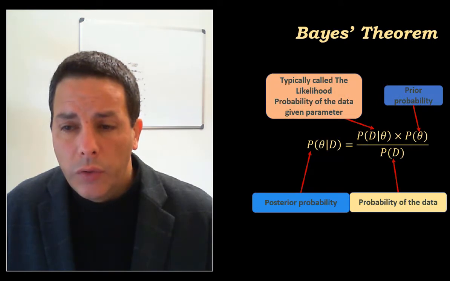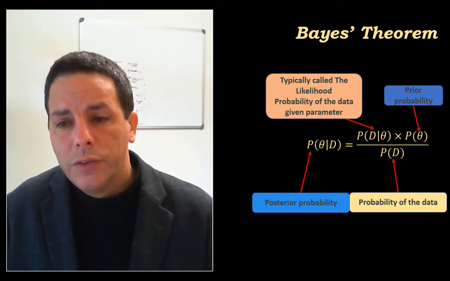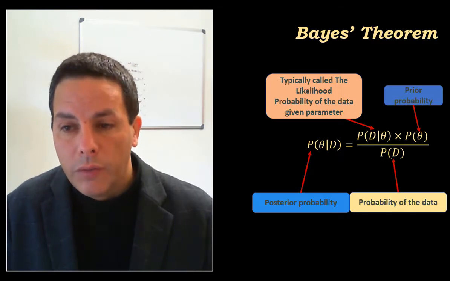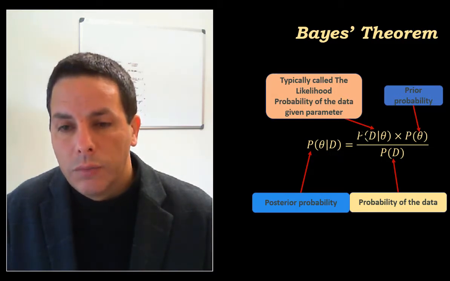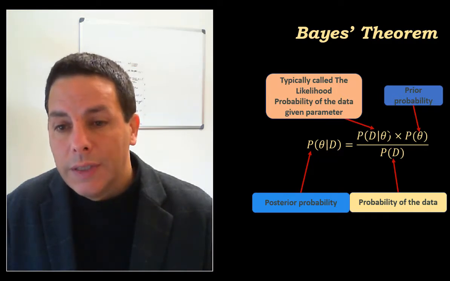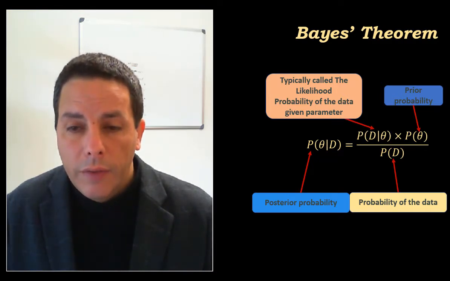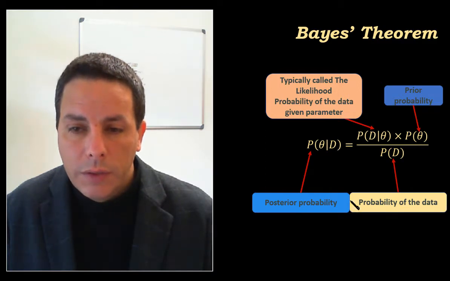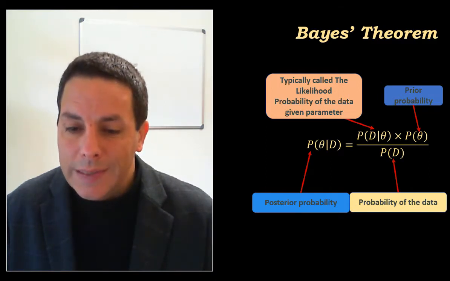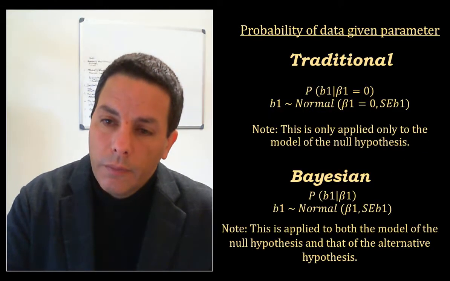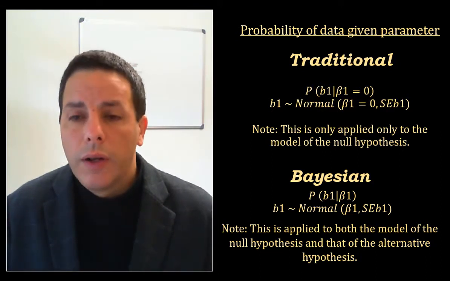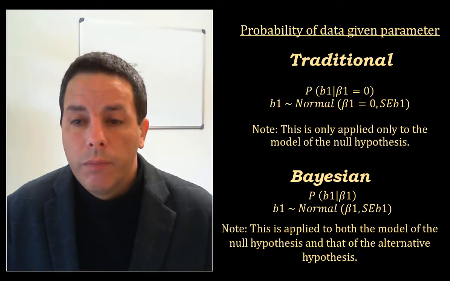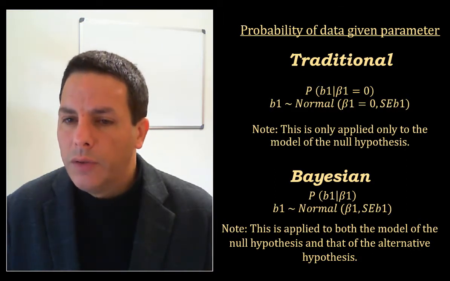Okay, so in order to identify differences and similarities, we use the Bayes theorem. And remember, the Bayes theorem has a prior probability distribution. It has what is typically called the likelihood, but I prefer to call it the probability of the data given parameter. And here is the posterior probability, and this is the probability of the data. So in terms of the probability of the data given parameter, what is typically called the likelihood, these are very similar in the traditional and the Bayesian approach.